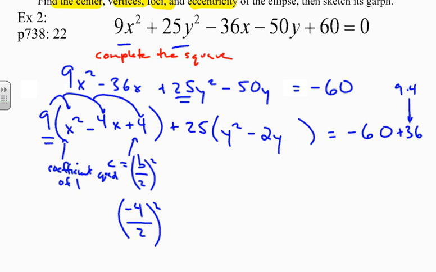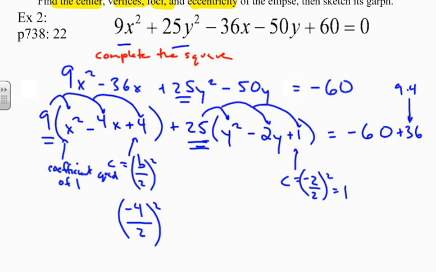Okay, now let's find our next one. For this next one, we're going to find this c value. We're going to take negative 2 divided by 2, then square it, and that's going to give us a 1. So we're going to add a 1 here. Once again, we're not adding just simply a 1 because we have to distribute this through to each one of the terms. So it's not 1, we're actually adding 25.